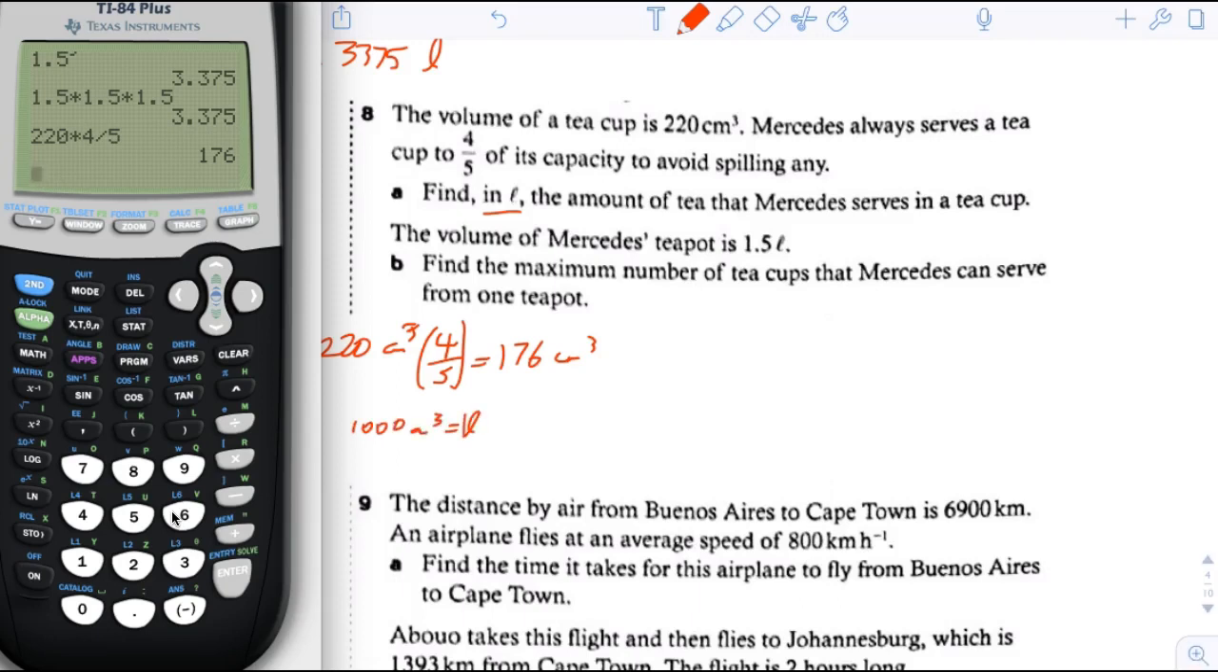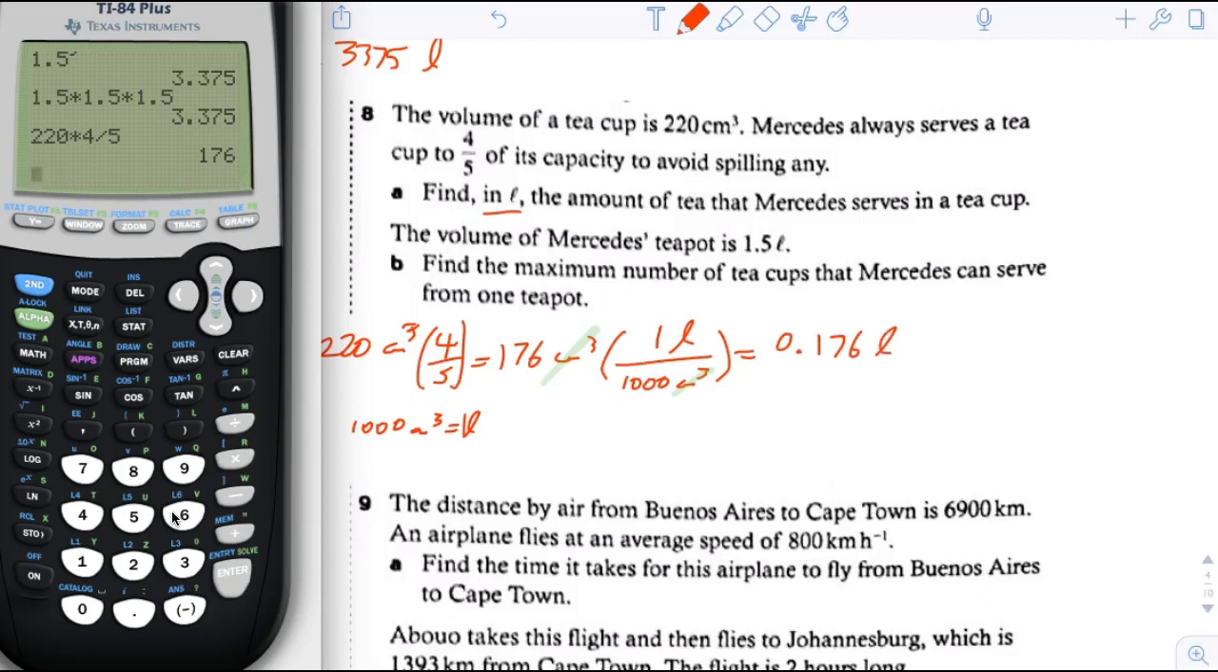So what we're going to do is multiply it times a domino with 1,000 centimeters cubed in the bottom and 1 liter on top, so that we can cancel out the centimeters and just be left with liters. So if we do 176 divided by 1,000 on the calculator, we'll get 0.176 liters.